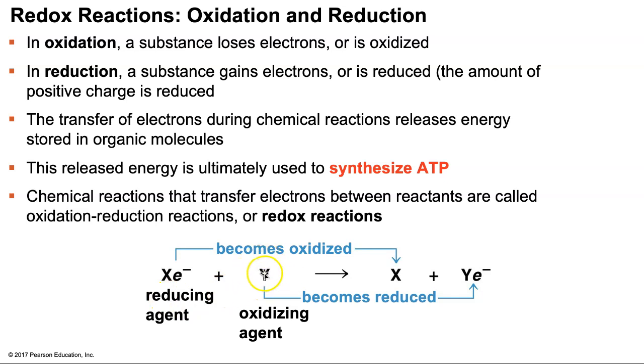And then if Y is becoming reduced by gaining the electron, it is the oxidizing agent, because to oxidize means to lose an electron, so it is making X lose its electron, right? So just very basic. X starts with the electron, gives it over to Y. X lost it, so it was oxidized. Y gained it, so it was reduced. The one that is oxidized is the reducing agent, and the one that is reduced is the oxidizing agent. So these are just a very basic formula here.